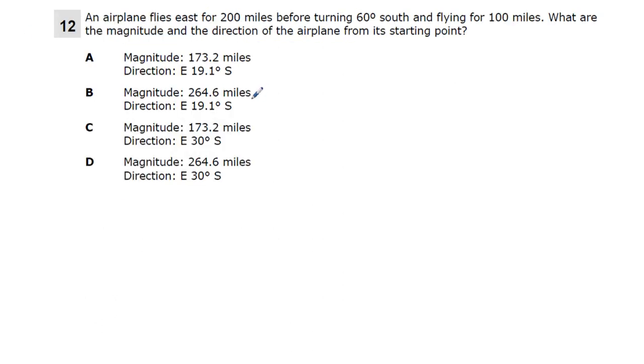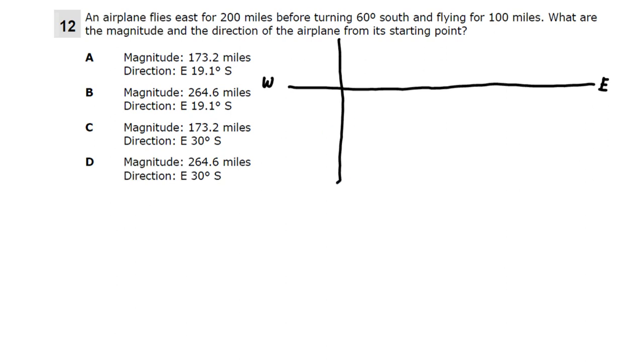An airplane flies east for 200 miles before turning 60 degrees south and flying for 100 miles. What are the magnitude and direction of the airplane from its starting point? Well, here I like to draw these out on an XY coordinate plane. So this to the left is going to be our west, this to the right is going to be our east. And we know we're flying east for 200 miles, so here we go directly east, 200 miles.